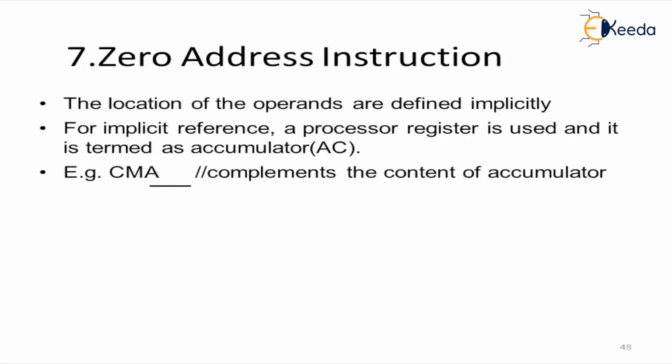Now, in zero address instruction, the location of the operands is definitely implicit because you are not sure where the operands will be. Either they will be on the incremented side or on the decremented side. For implicit reference, a processor register is used, termed the accumulator. So here the accumulator is renamed as AC and the processor register is used as an accumulator. For example, CMA complements the content of an accumulator.